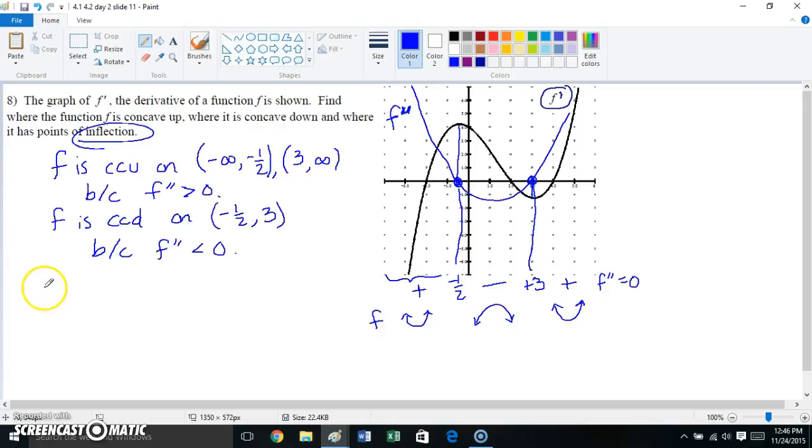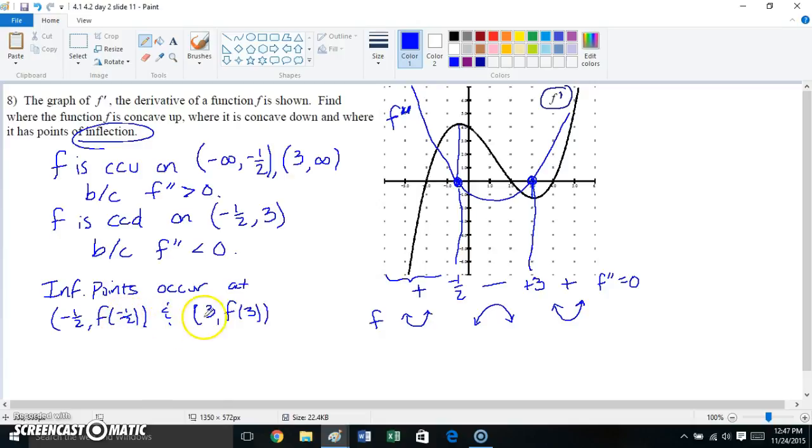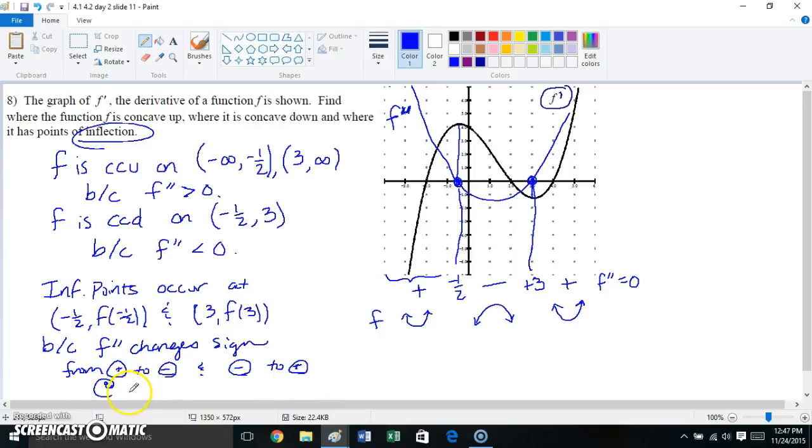Okay, so the inflection points, let me go back. Inflection points would be -1/2, f of -1/2, and 3, f of 3. So inflection points occur at -0.5 and +3 because, why do they occur? Because f double prime changes sign from positive to negative and negative to positive. So I'm going to say positive to negative at x equals -0.5 and negative to positive at x equals 3. Okay.